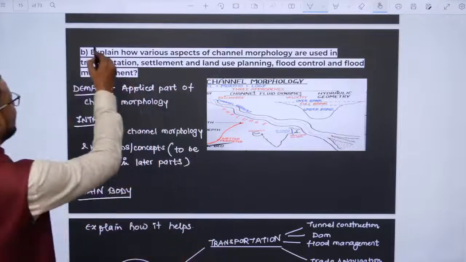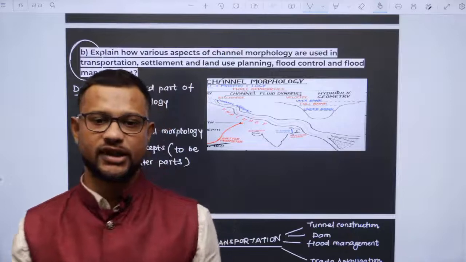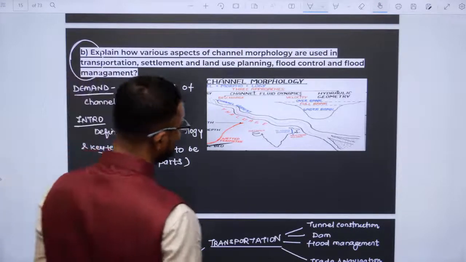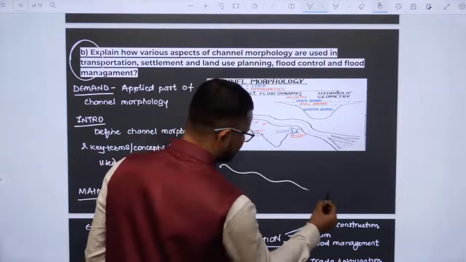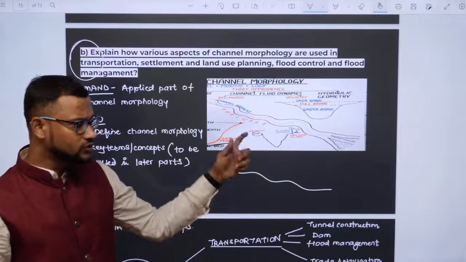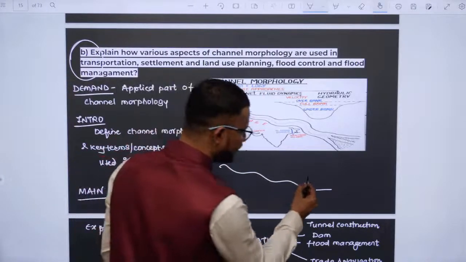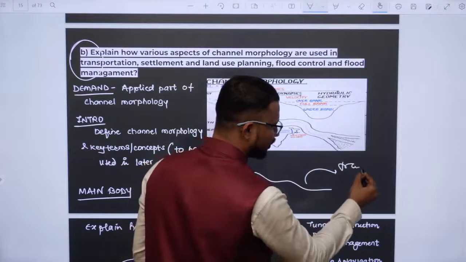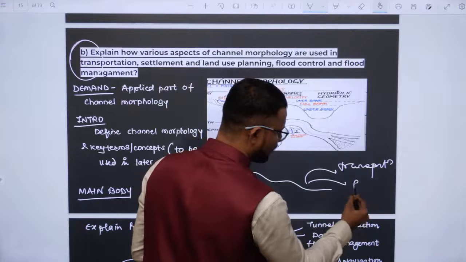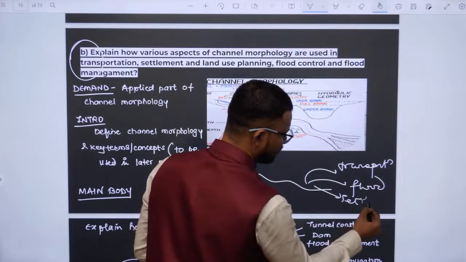देन नेक्स्ट क्वेश्चन, it's about channel morphology and this is of geomorphology. ठीक है, जियोमॉर्फोलॉजी चैनल मॉर्फोलॉजी वाला पॉइंट है. And yes, देखो question is simply asking the knowledge of how you are going to use the knowledge of channel morphology. ओके, channel morphology for transportation, planning, flood management and settlements, development of settlements.